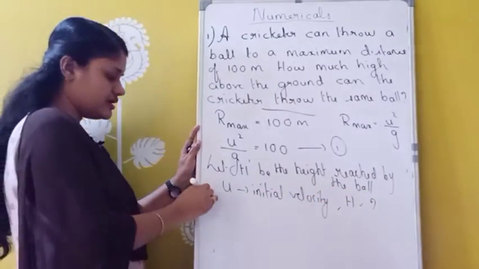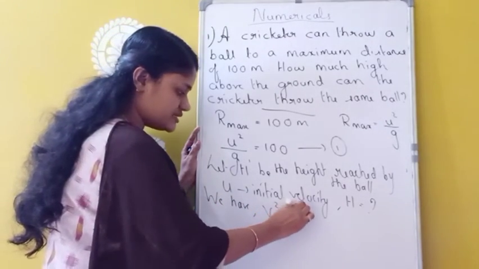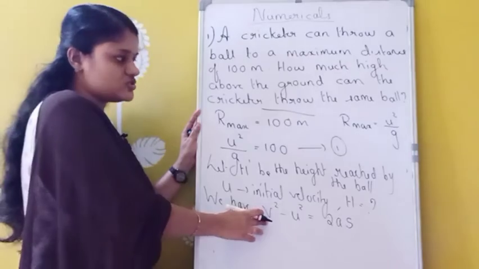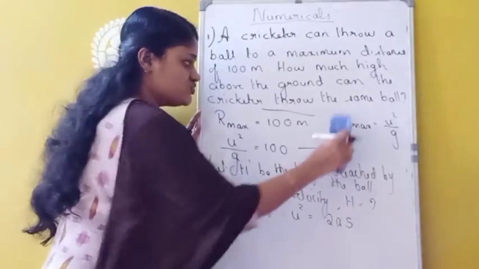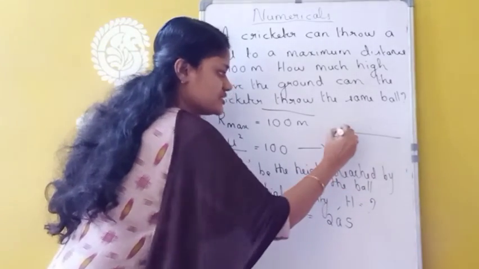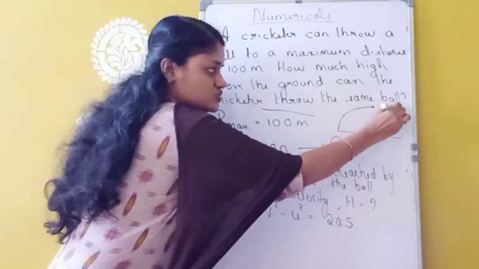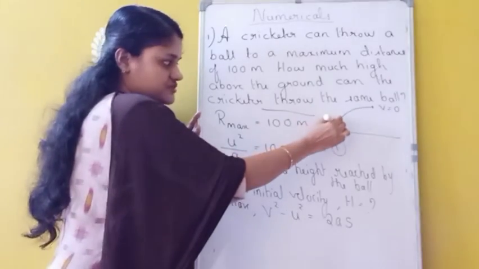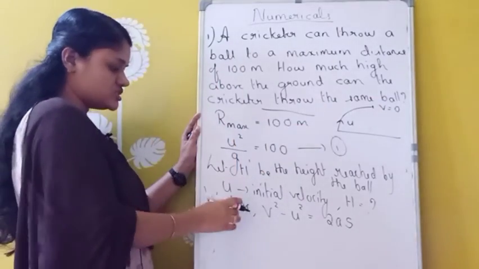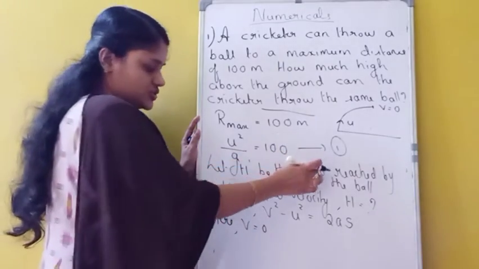So we know the formula: v square minus u square equals 2as. What is the final velocity? When we throw an object up and it reaches the maximum height, what is the velocity? It is 0. So final velocity v equals 0, and u is the initial velocity.